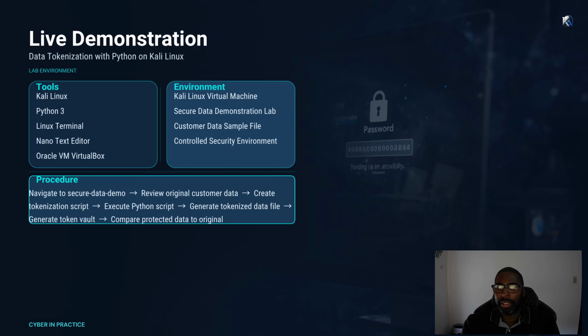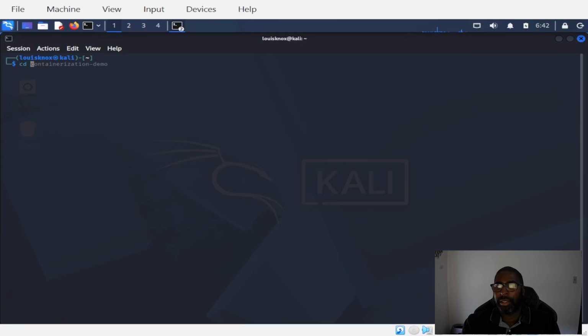We'll use a Kali Linux environment and a prepared Python tokenization process to show how sensitive customer information can be replaced with a secure token while preserving the ability to reference the original values when authorized. Let's move into the demonstration and see how these concepts work in action. We'll begin by navigating into the demo directory where the customer data file and prepared tokenization process are stored.